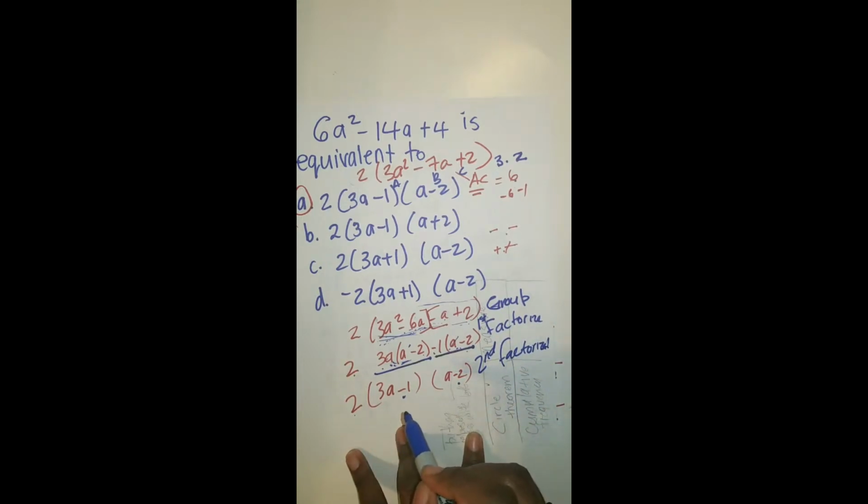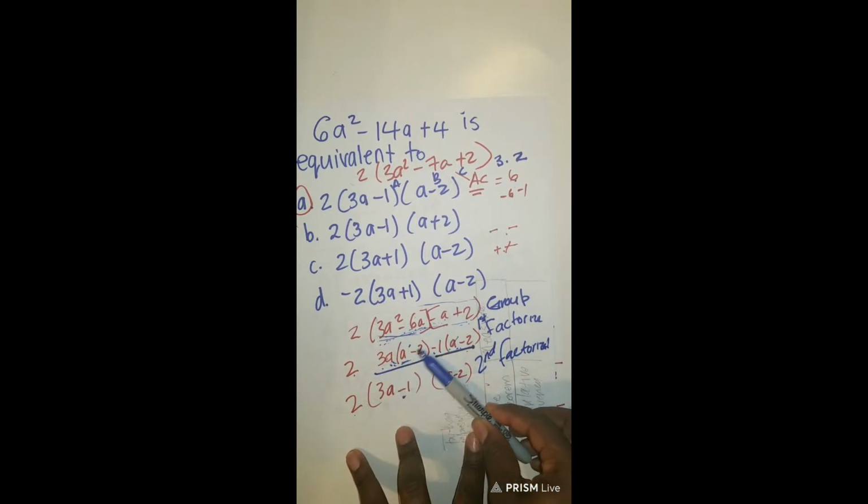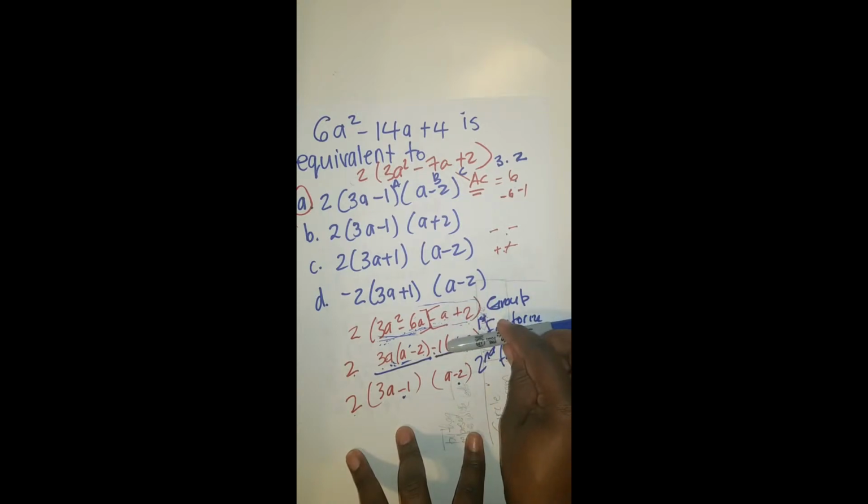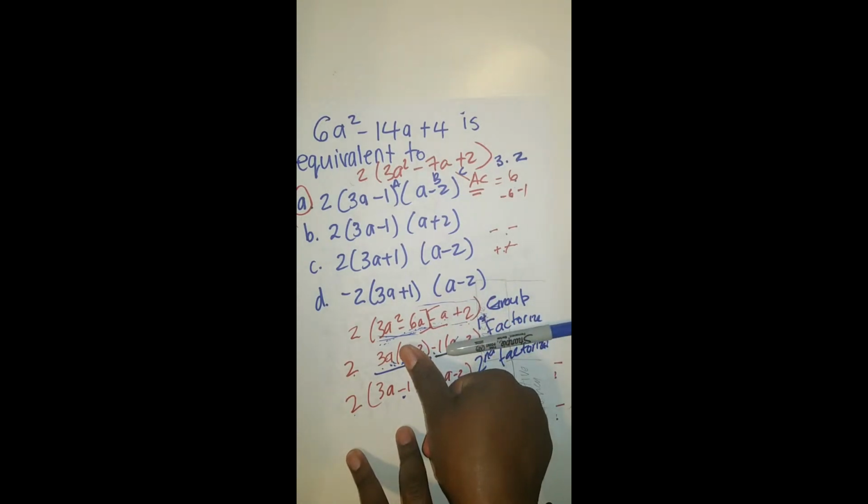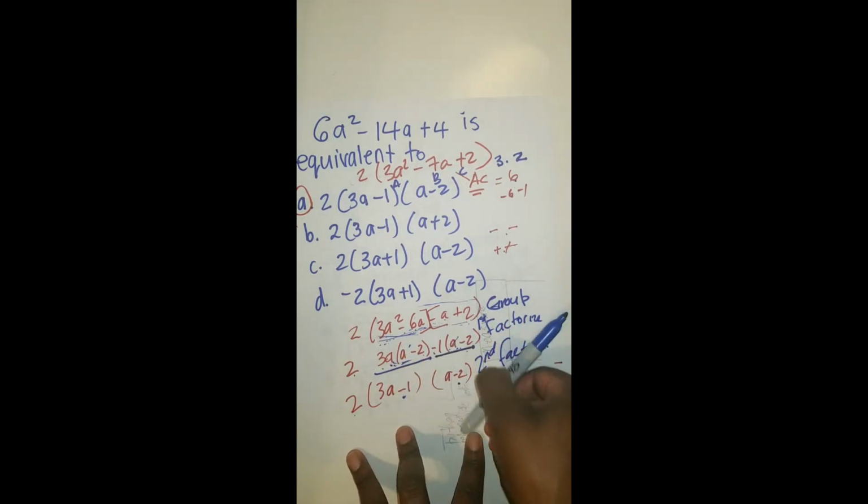factorization. Okay? That means between this and this, what is common? A minus 2. So you take it out. After taking it out, what are you left with? You take it out from here. And you take it out from here. So what are you left with? 3a minus 1.